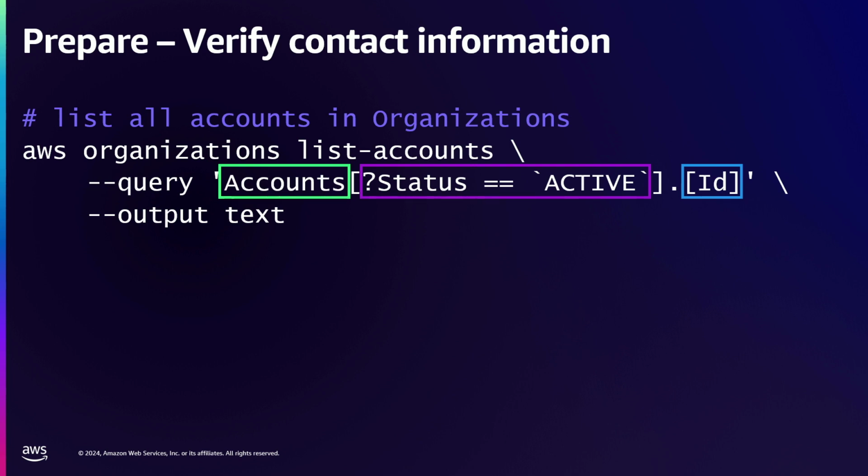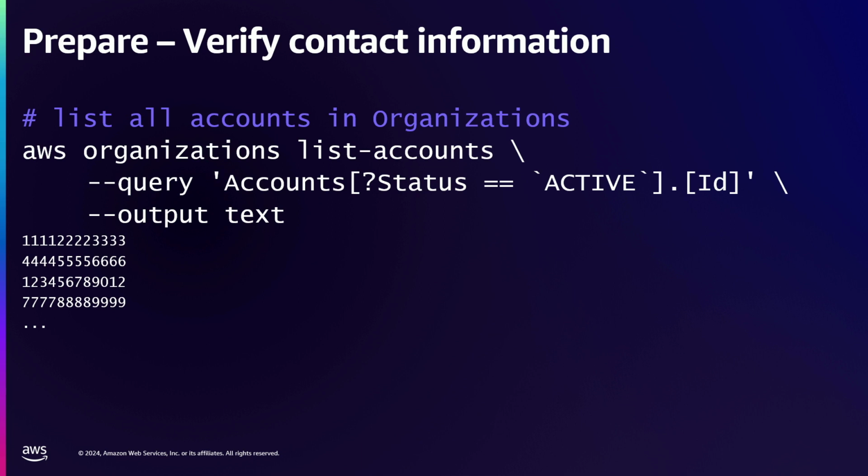Note the use of backticks here to surround active. This is a quirk of the filtering language. Then from that list of filtered objects, I'm going to select the ID field, which is the one that contains the account ID. And when I run that, I receive a list of all the account IDs that are in my organization, which is perfect for my shell to consume and loop round.